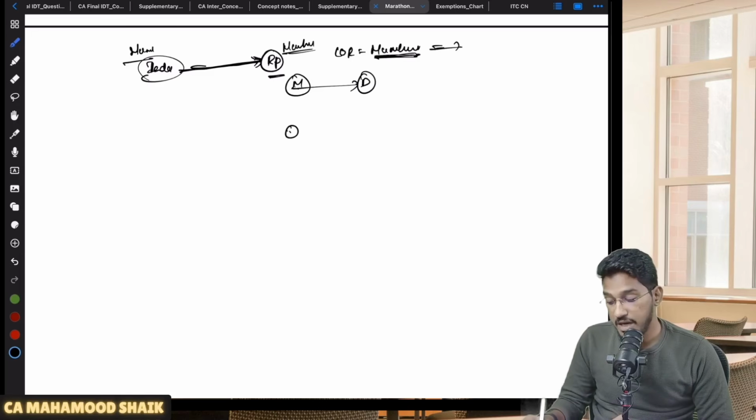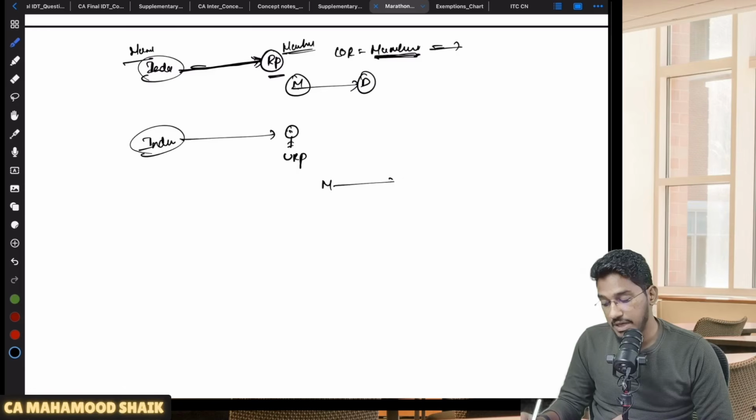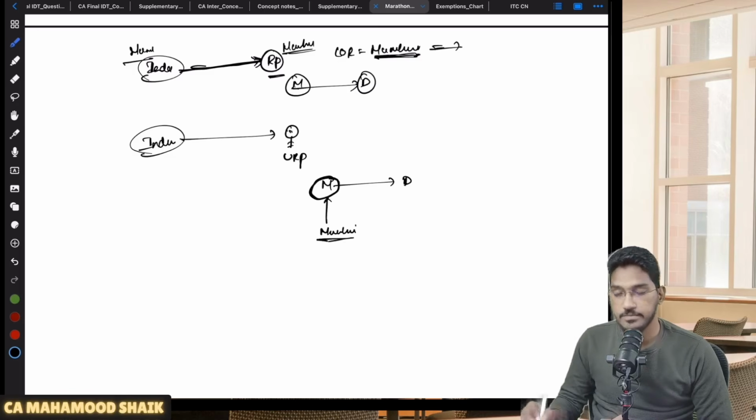Sir, what if I'm an unregistered person? If I'm going to Indigo Airlines and booking a flight whereby I'm traveling from Mumbai to Delhi, what will be the place of supply? Since the recipient is unregistered, the place where the passenger is embarking, where you are boarding onto that conveyance, is Mumbai. So Mumbai will become the place of supply.